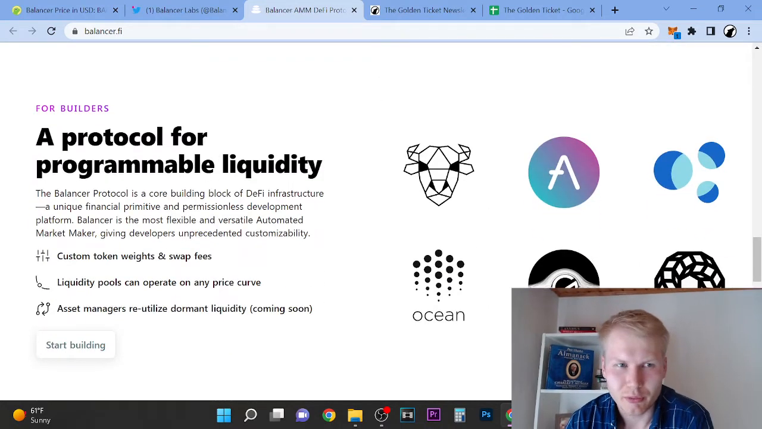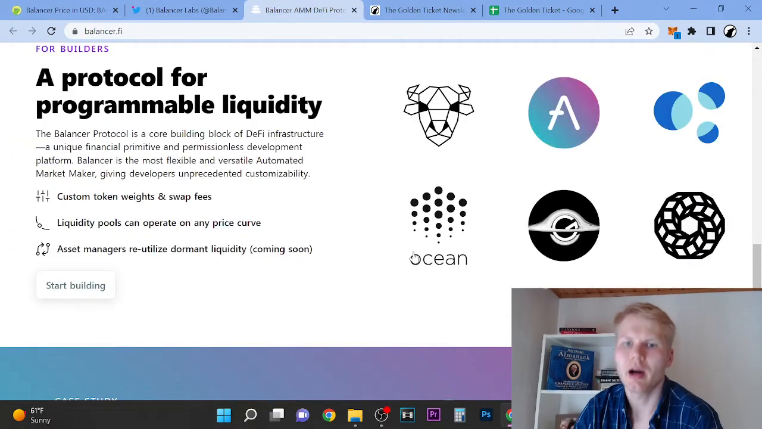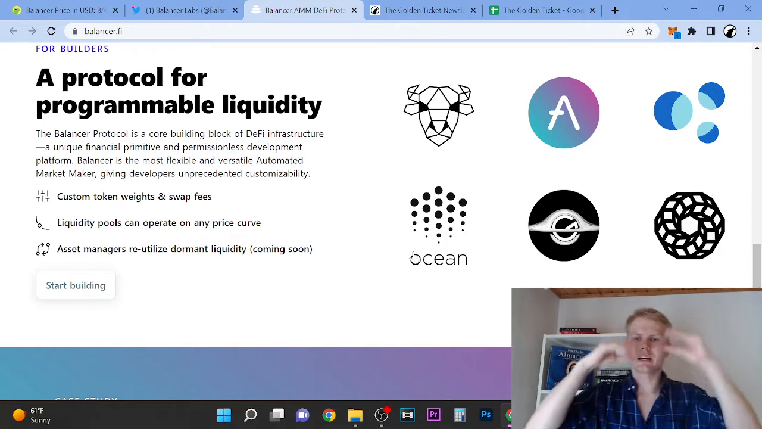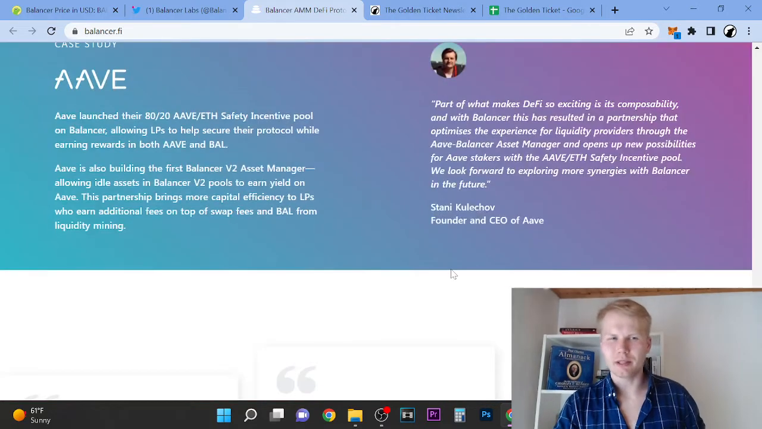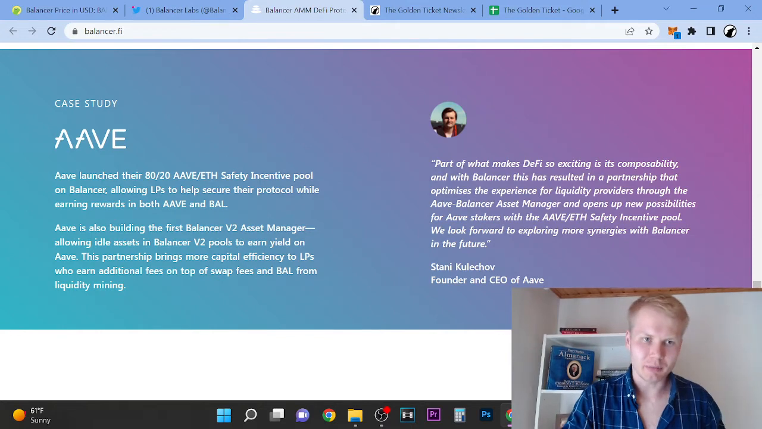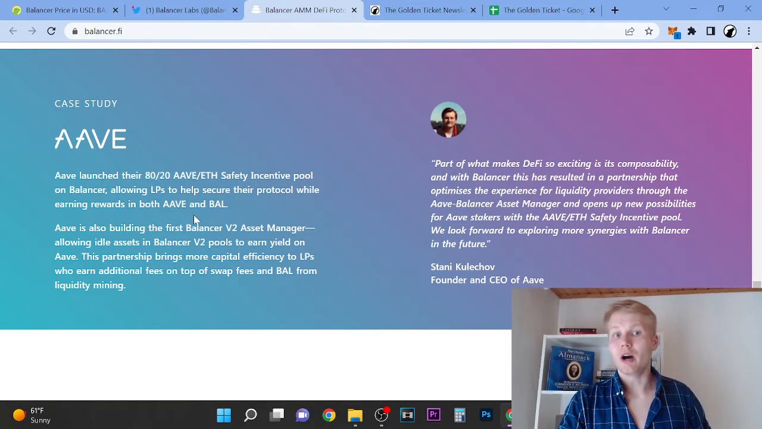So you can see a protocol for programmable liquidity. It's a core building block of DeFi infrastructure. The good thing about DeFi and just overall building on Ethereum is that it's like money Lego. When someone builds something, other people can use that. Okay, so it's very, very interesting. You can see a case study by Aave here. Aave launched an 80-20 Aave Ethereum safety incentive pool on Balancer, allowing LPs to help secure their protocol while earning rewards in both Aave and Balancer.